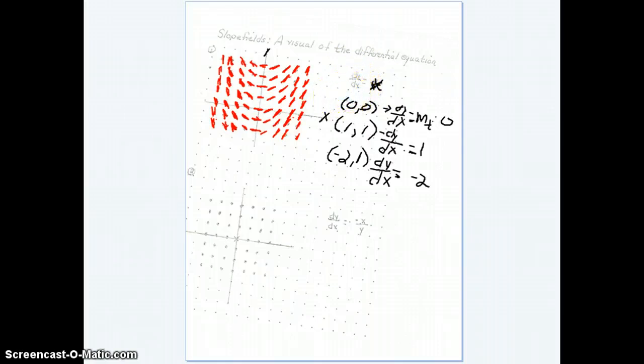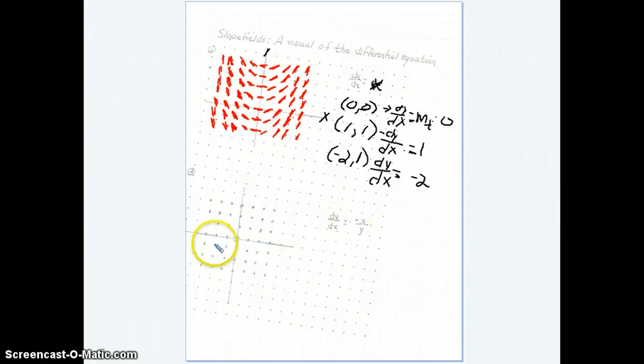All right, so let's do one more example, and please make sure that you do this with me. This differential equation right here, dy/dx is negative x over y. So this one's a little more complicated to sketch because every slope is dependent upon the x and the y coordinate of your point. So notice that I've x'd out (0, 0), because that gives me 0 over 0, which is not going to give me a slope.